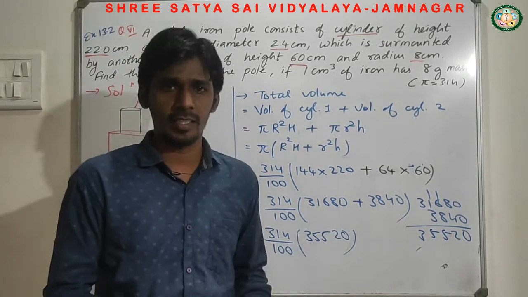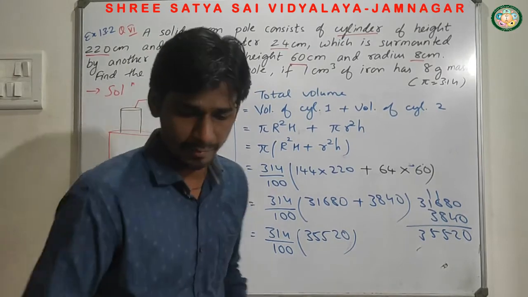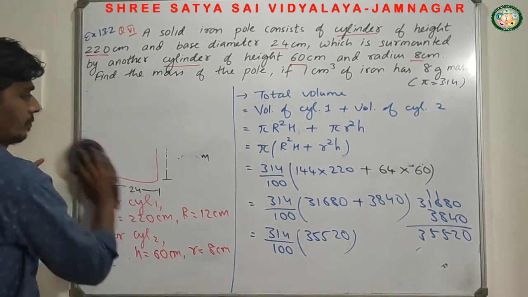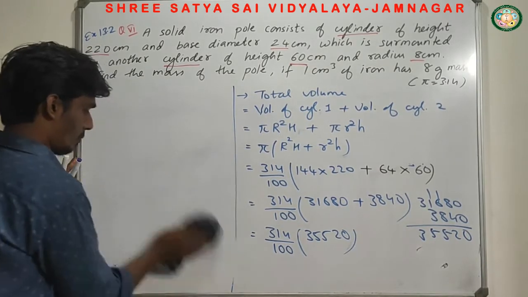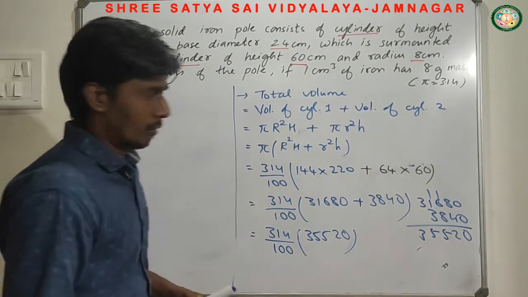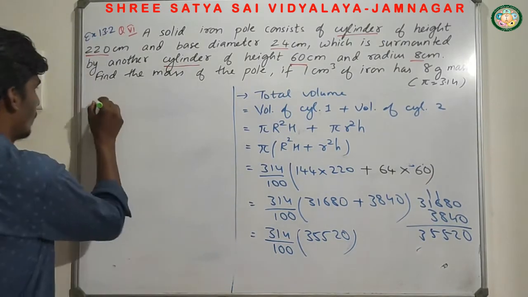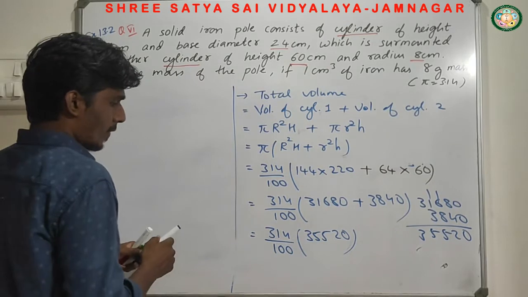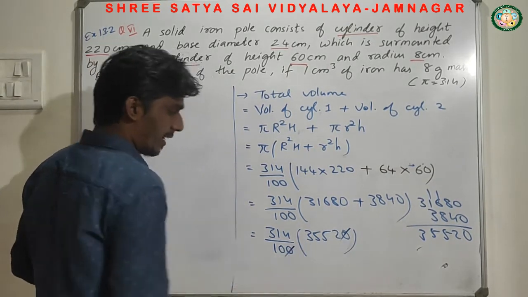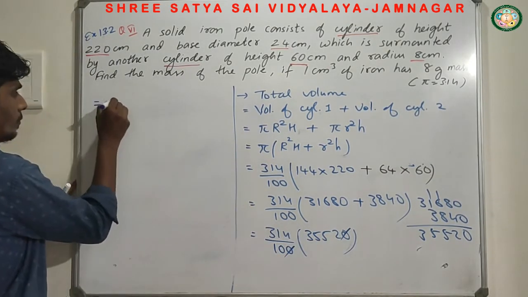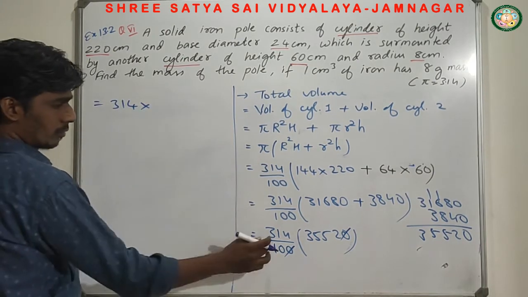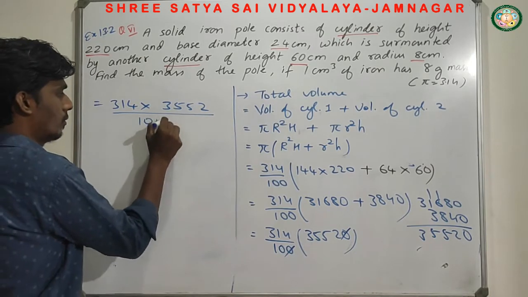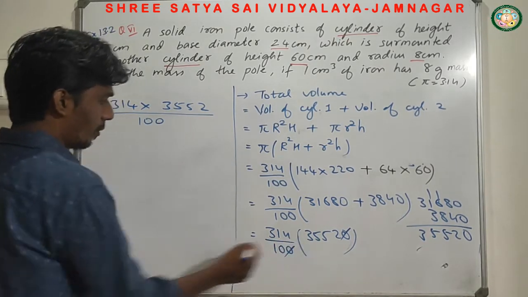Still this is not the final answer. One or two more steps are there. Let's solve it. We can cancel, let me rub out this part. So you can cancel this, the 0, 0 get cancelled. So it's only 314 into 3552 upon 100.